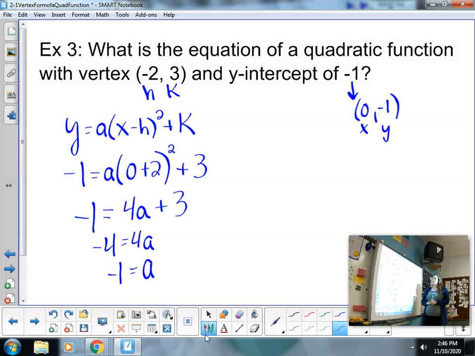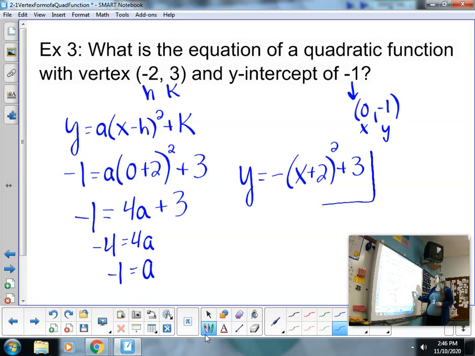So since a is equal to -1, I can now plug in my a and my h and k into the vertex form equation to get my solution. So y equals negative, parenthesis, x plus 2, squared, plus 3. And that would be the equation of the quadratic in vertex form.